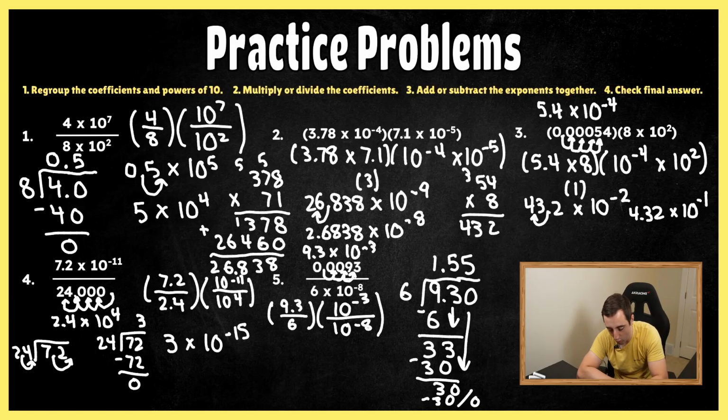So now we have 1 and 55 hundredths times, and then with our like bases, we are subtracting the exponents. So negative 3 minus negative 8 turns to negative 3 plus 8. So we're going to get 10 to the 5th. And this is our final answer. Our coefficient fits in that range.